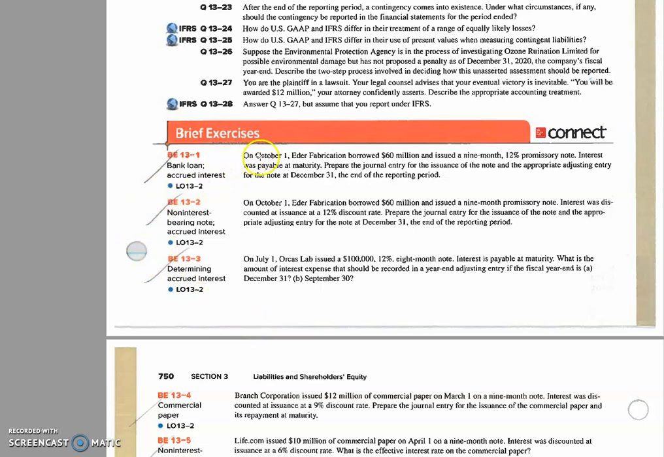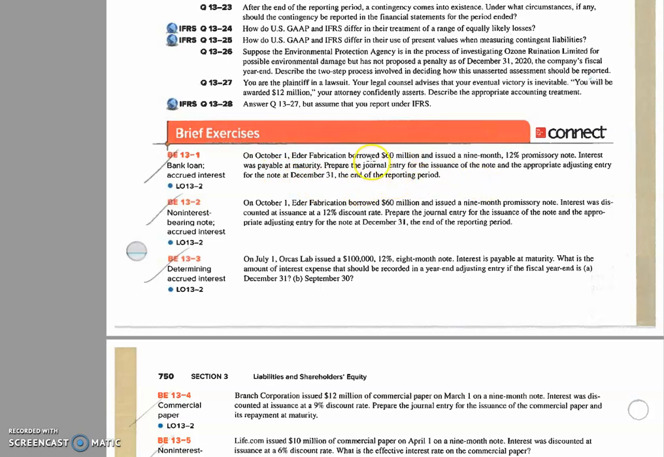On October 1, Eder Fabrication borrowed $60 million and issued a 9-month 12% promissory note. Interest was payable at maturity. Prepare the journal entry for the issuance of the note and the appropriate adjusting entry for the note December 31, the end of the reporting period. So they borrowed the money on October 1st, so December 31st, that's 3 months worth of interest.